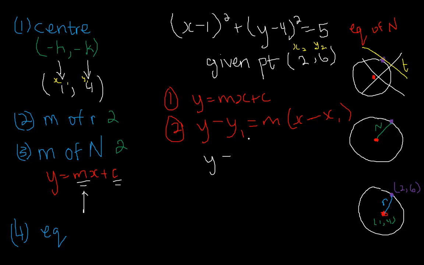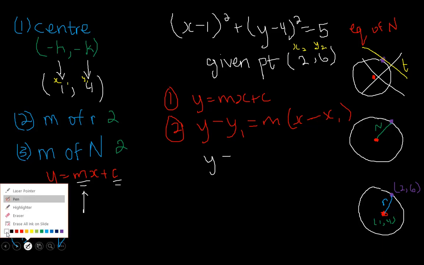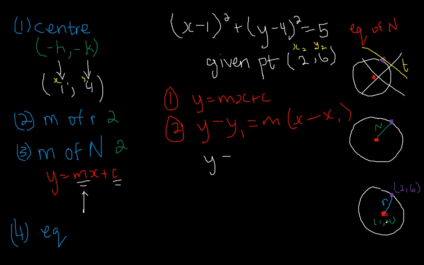So that means I could use either point. So I could use the center, which is 1, 4, or I could use the given point, 2, 6, to find the equation of my normal. Why? Because both points lie on the line. So let me just use the center in this case. So y, my y value is 4, is equal to m. We know m, which is the gradient of the normal, is 2. Put back x minus x1, which is 1.